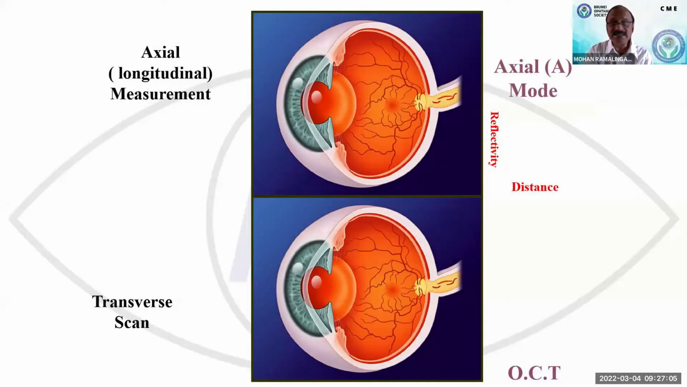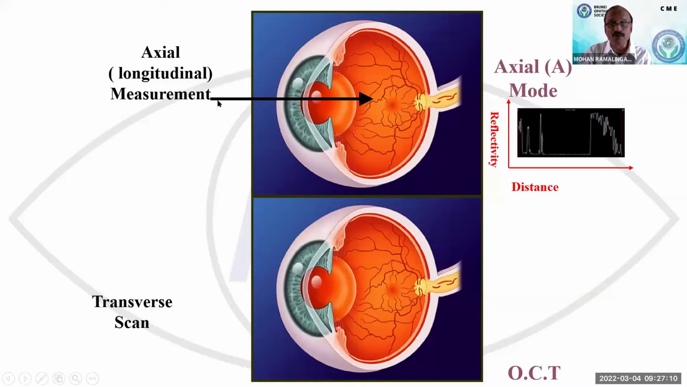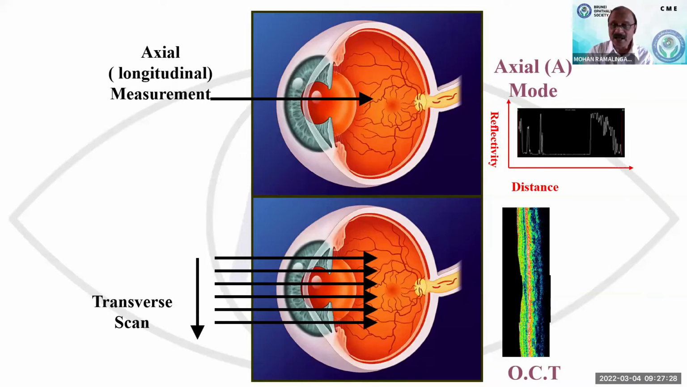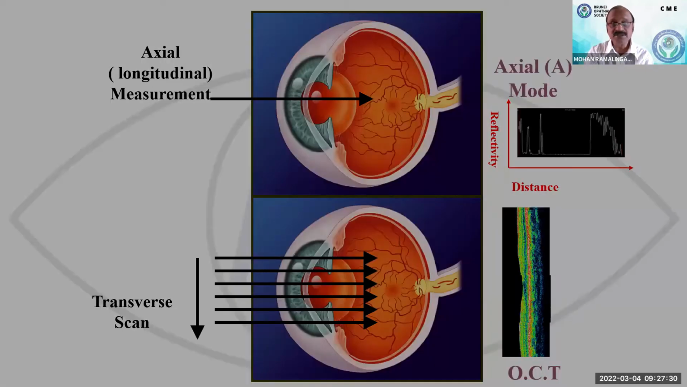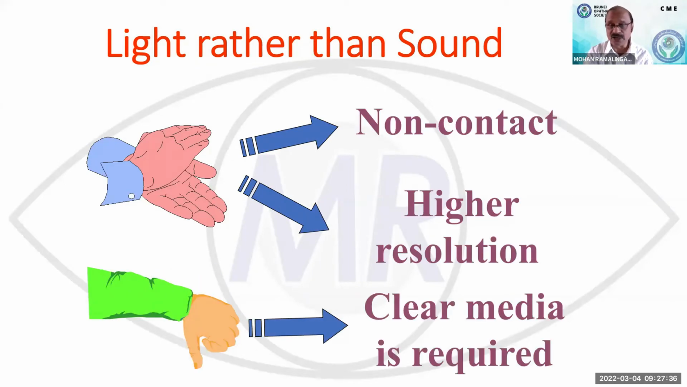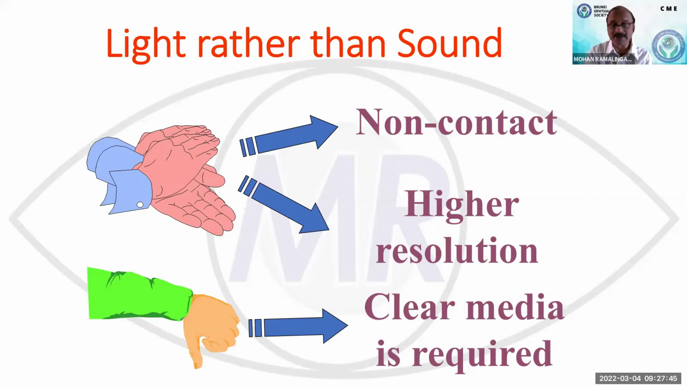Now, this is the retina. Suppose I want to do an ultrasound of the retina: I send a sound wave like this, measure the distance the sound has traveled and come back, and we get images like this. Whereas in OCT, what happens? We get transverse images. It cuts the retina like this and gives all the layers of the retina. It is light rather than sound, so it gives higher resolution, and it is a non-contact method of examination of the retinal cells. Of course, clear media is required for this.